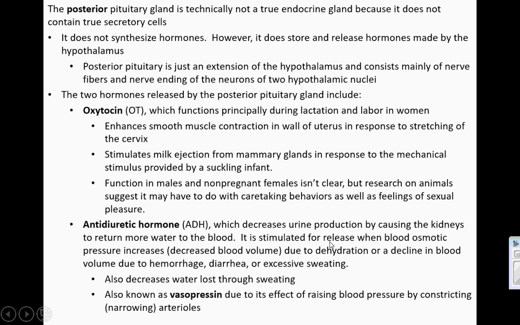It does so by decreasing urine production by causing the kidneys to return more water to the blood, and it even decreases water loss through sweat. Okay. Its stimulus for secretion is a blood osmotic pressure increase, which is just a fancy way to describe decreased blood volume. Okay. Blood volume is the amount of blood, which is directly correlated to how much water we have, because there's a lot of water in our blood and our plasma.